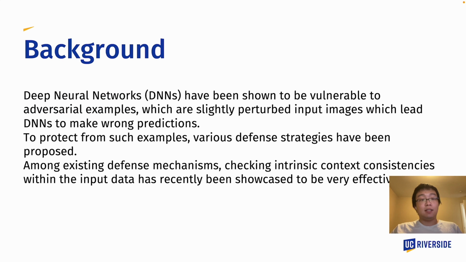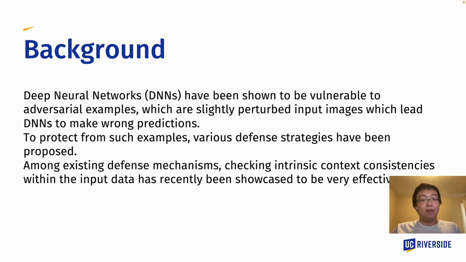First, let's take a look at some background. Deep neural networks have been shown to be vulnerable to adversarial examples, which are slightly perturbed input images that lead deep neural networks to make wrong predictions. To protect from such examples, various defense strategies have been proposed.